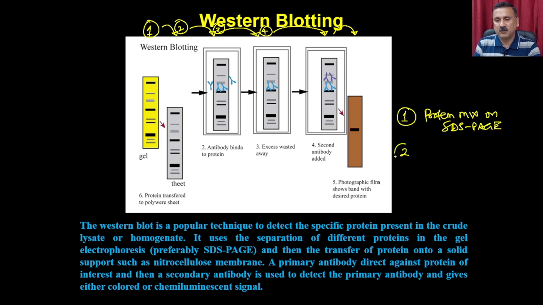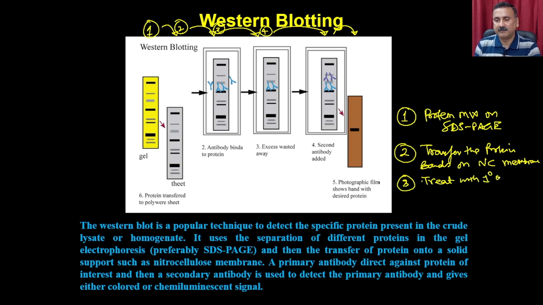In step 2, you are going to transfer the protein band onto a nitrocellulose membrane, just like we have discussed for the Southern as well as Northern blotting. Step 3, you are going to treat this with primary antibody.